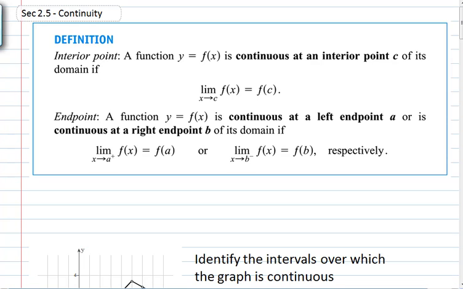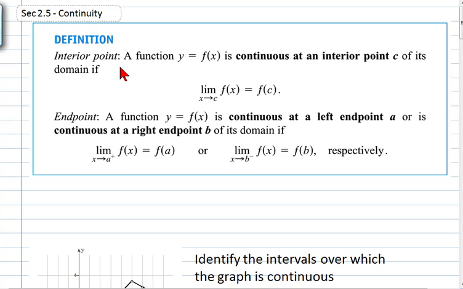All right, section 2.5 deals with continuity. Now, I had mentioned earlier when we first started talking about limits, sometimes the concept of a limit and continuity get confused with each other, and you're going to see why now. Because continuity uses a limit in its definition.